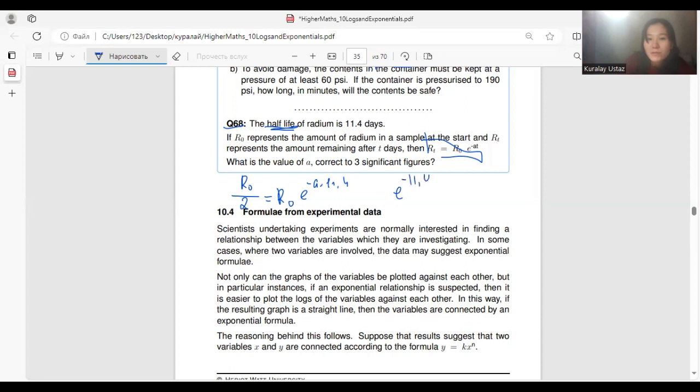So this one is equal to 1/2, and we need to find the value of A by using logarithm and calculator. So A equals 0.0608, but they say to correct to 3 decimal places. That means we write the answer like that, 0.061. This one rounded to the 1. So that is the correct answer.